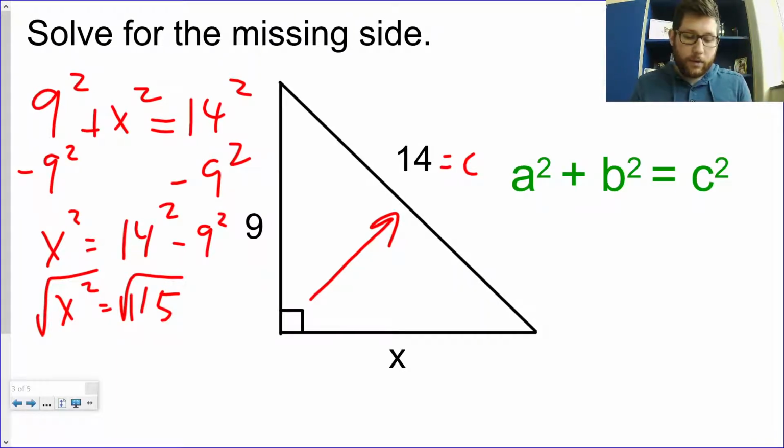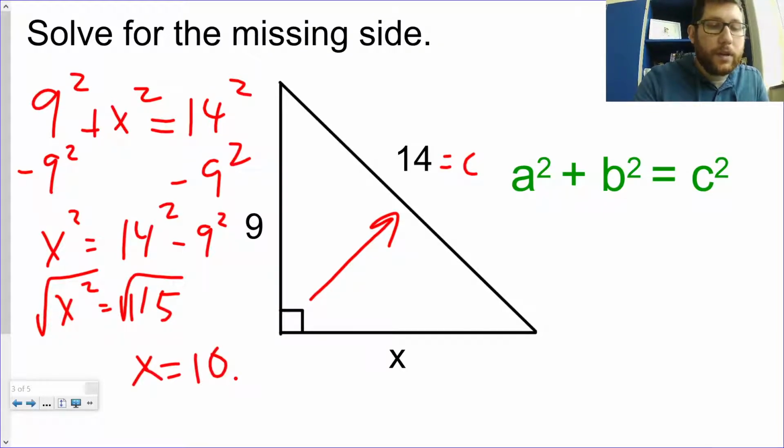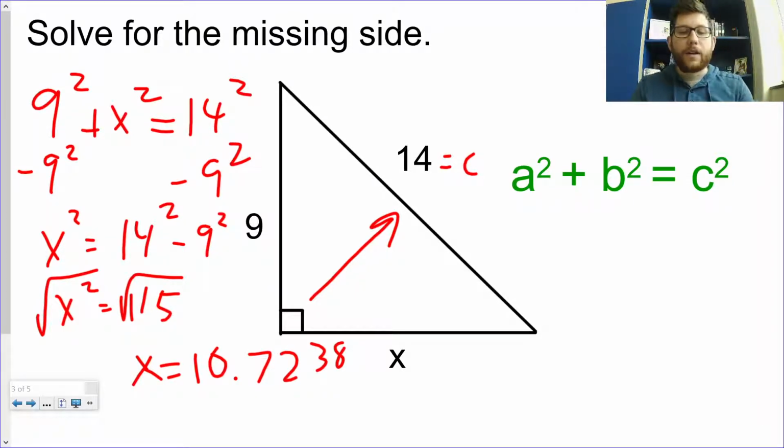Taking the square root, I get x is equal to 10.723. I could take that out a while longer, but I'll stop there. Generally, they're going to tell you how they want you to round. Usually, it's going to be to the nearest tenth.